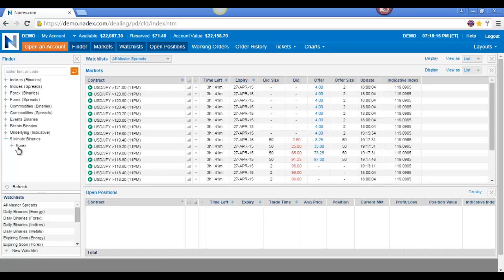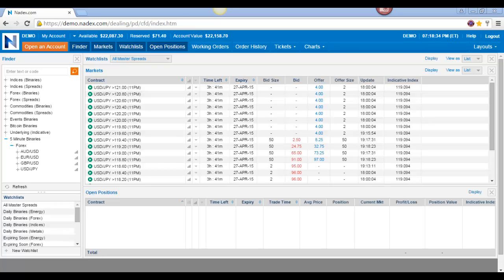Five-minute binaries are available on four different Forex pairs: the Aussie dollar, the Euro dollar, pound dollar, and the dollar yen, okay? And those are available 23 hours a day. Those are available daytime and nighttime. They're only closed from 5 to 6 p.m.